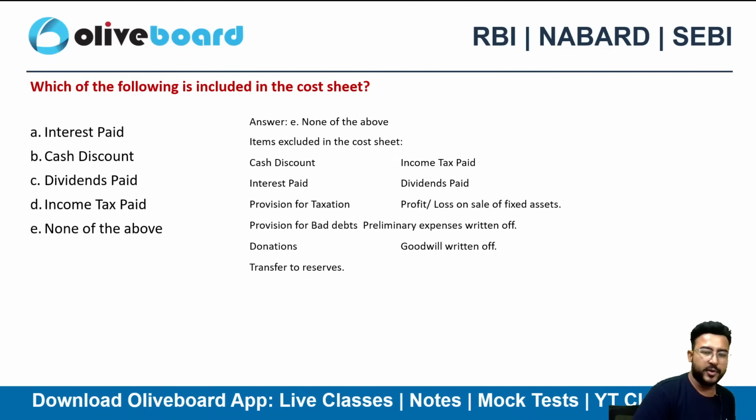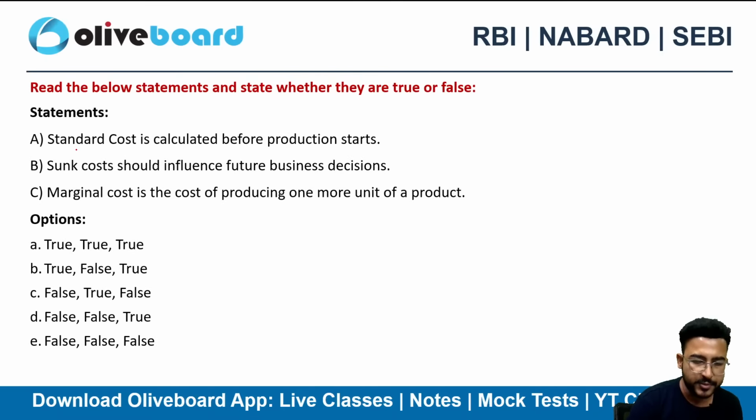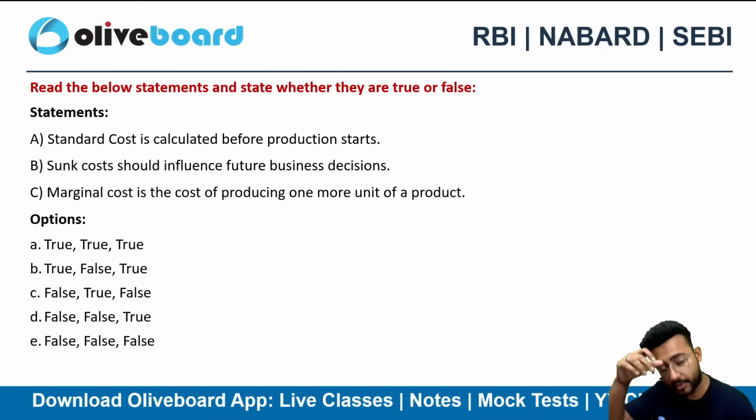None of the above, right? None of the above. All these elements are exclusions of cost sheet, because we record them in financial accounting and not in cost accounting.